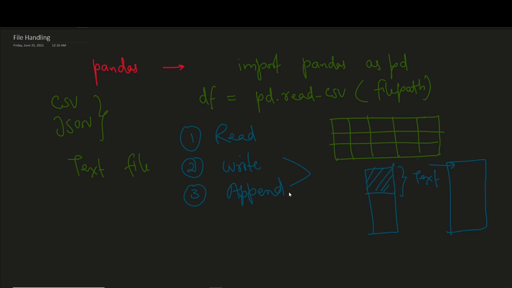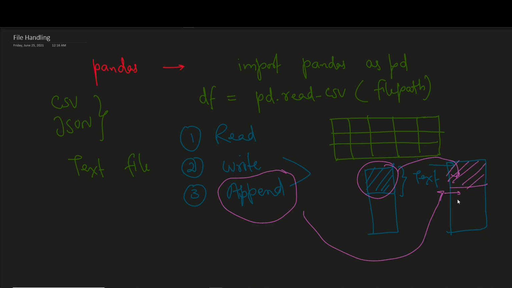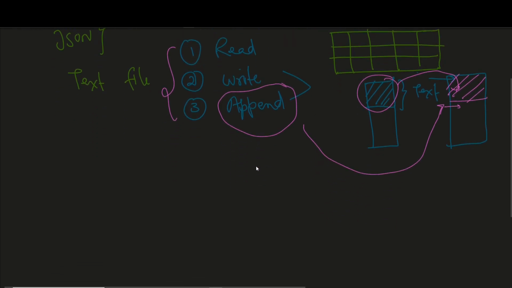But in case of append, you have all this content. This content will be copied here first, and then you will start writing from here. So in case of append, you keep the previous text in the file, but in case of write, the text is overwritten. Clear? So we are going to discuss three things: reading, writing, appending, and then we'll talk about some questions so that we can understand these things more efficiently.